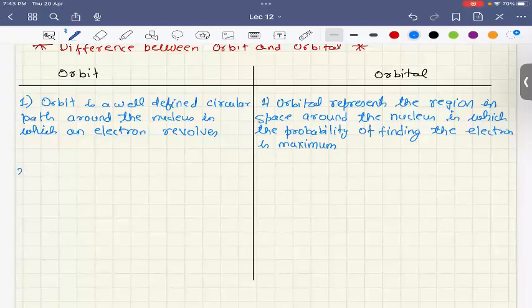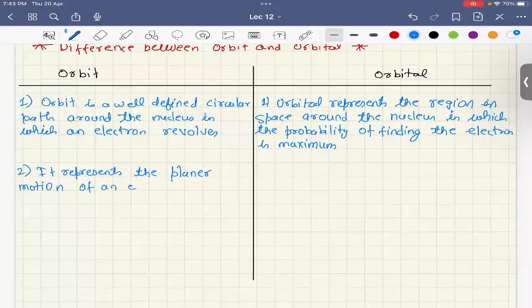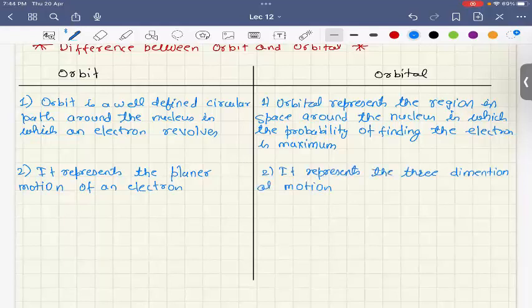The second point is, orbit represents the planar motion of an electron, whereas orbital represents the three-dimensional motion of an electron around the nucleus, right?